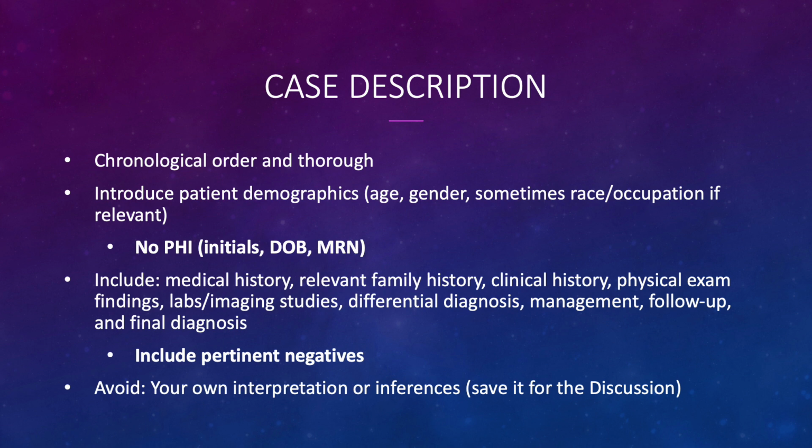And then you're going to include anything that's relevant from the patient's medical, family, and clinical history, the physical exam findings, and the relevant lab and imaging studies. You don't need to include them if they're not relevant. And then you can discuss your differential, management, follow-up, and final diagnosis. And don't forget to include the pertinent negatives based on the disease state. What are those questions that the reader is going to be wondering about for your case? Here you don't want to do an interpretation or inference. That's for the discussion. Here you're just presenting the patient like you would present to an attending.